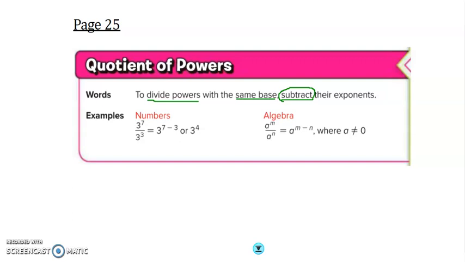And then the algebraic expression, that just means that it's all variables. A to the m over a to the n, you keep that base of a the same and you subtract the exponents. Now they do note that a cannot equal 0. Just keep in mind you can never have 0 in the denominator of a fraction.